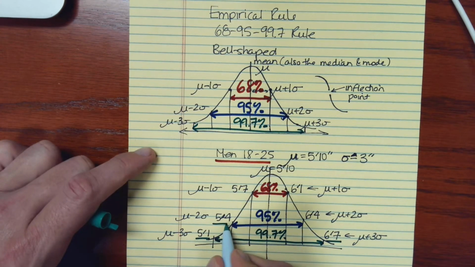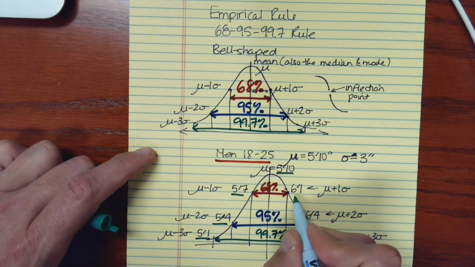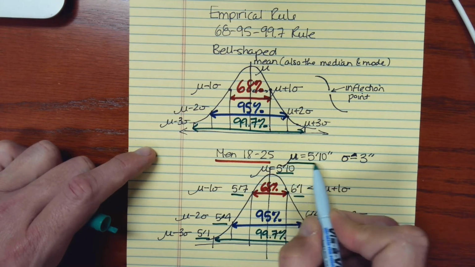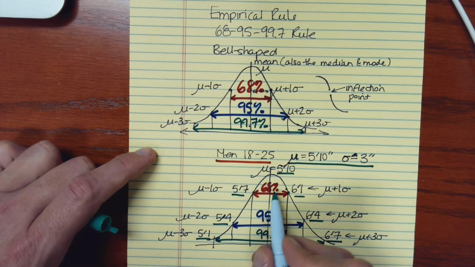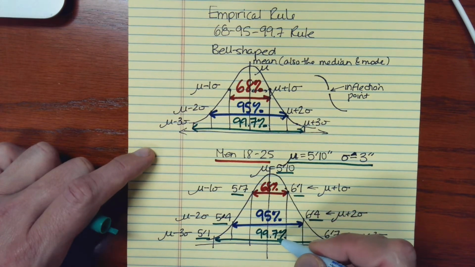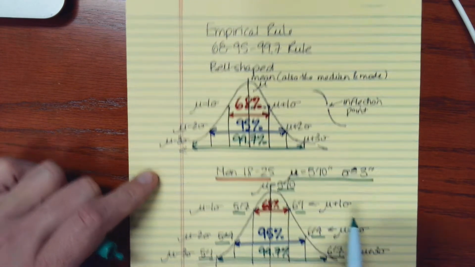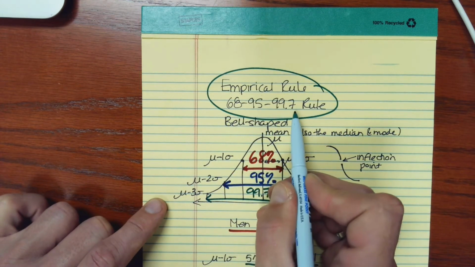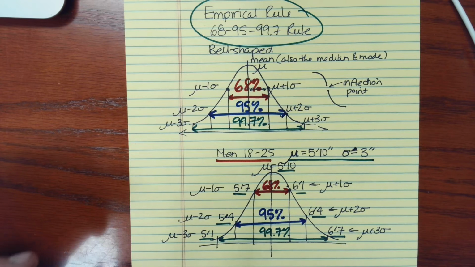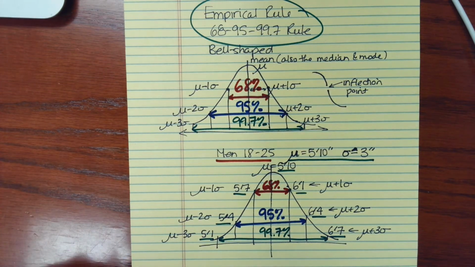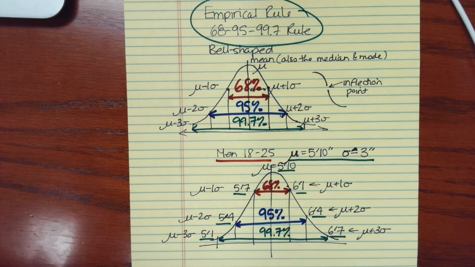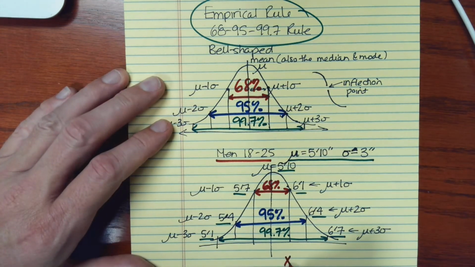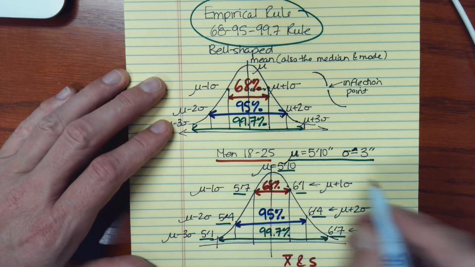So these values that I'm writing on the outside of the curve depend on these two measures, the mean and the standard deviation. But the percentages for the empirical rule are constant, so that's why we can also call it the 68, 95, 99.7 rule. This works also for estimates if we have sample data, in which case we would be using X bar and S instead of mu and sigma.